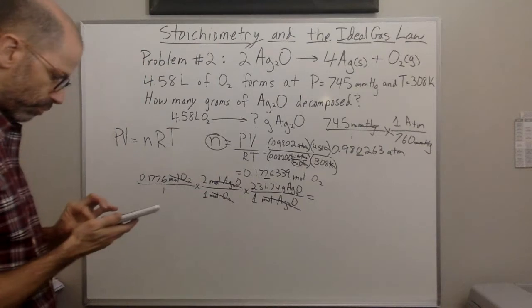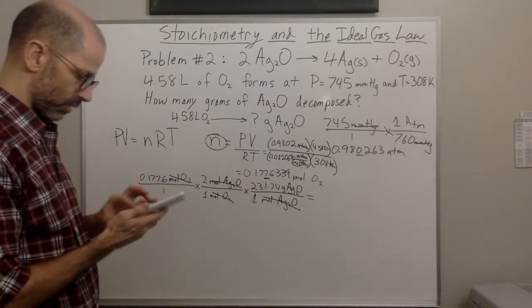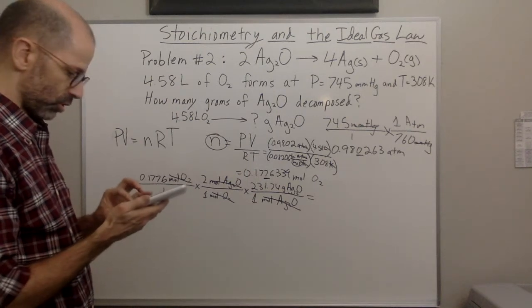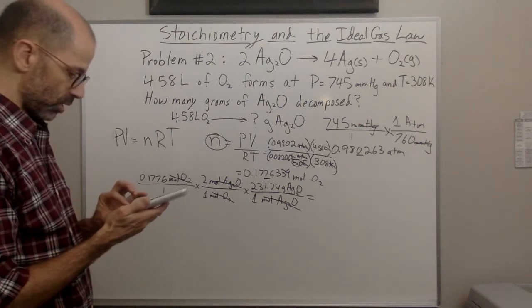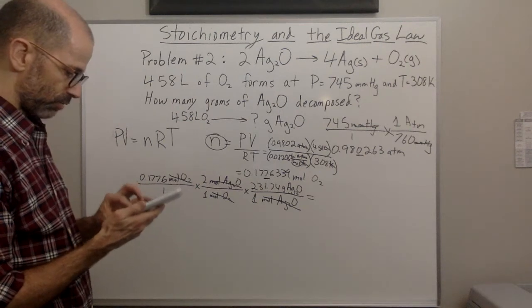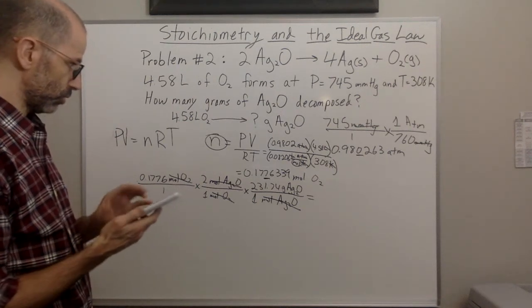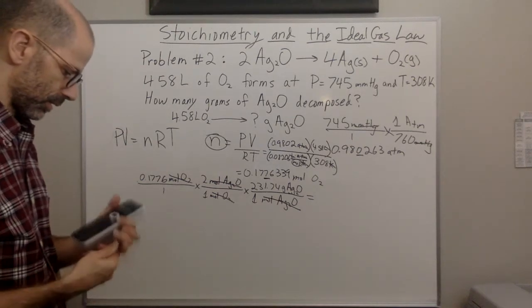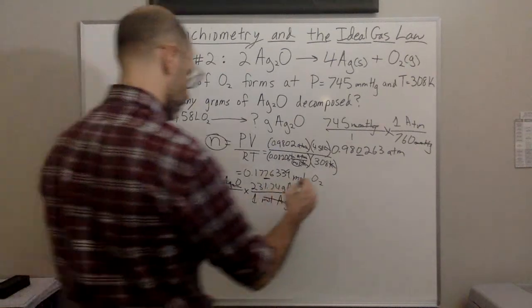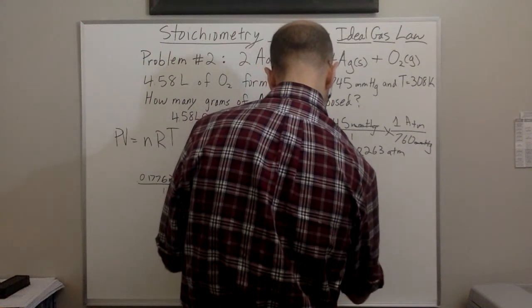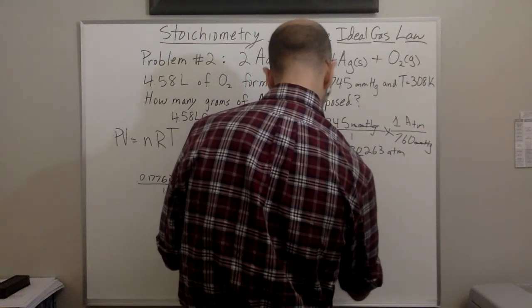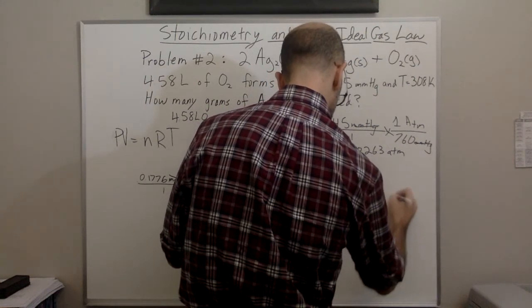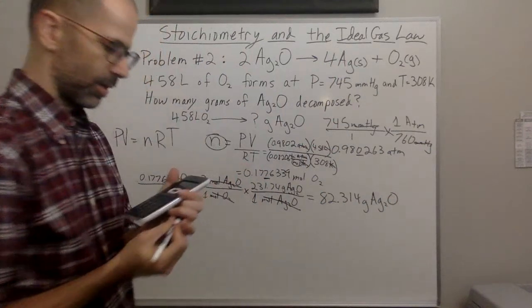Okay, so I have 0.1776 times 2 times 231.74 equals, and I get 82.314 grams of the silver oxide.